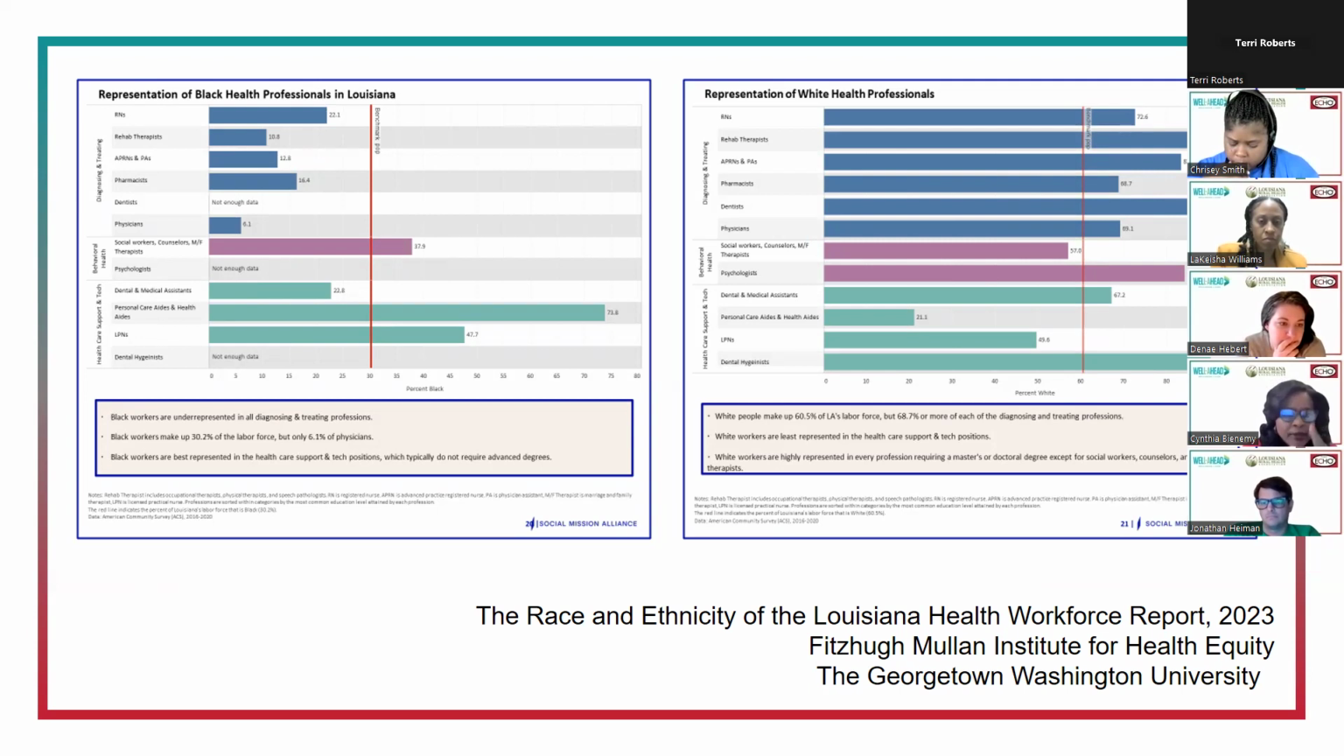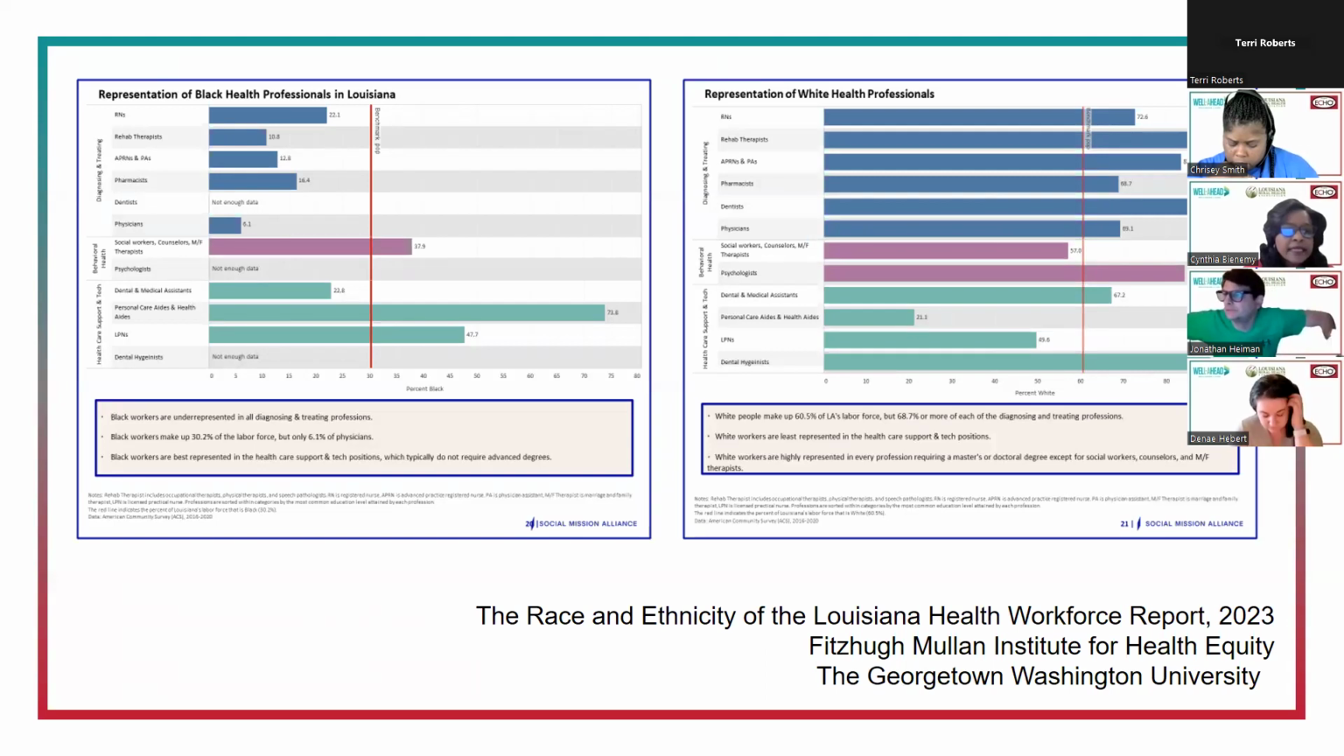But you can see here, on the left side, the representation of Black health professionals in Louisiana. Everyone sees that? And there's a red vertical line that represents the percent of Louisiana's workforce that's Black African American, which is considered the benchmark, approximately 30.2%. What this diagram is showing is that Black workers are underrepresented in all diagnosing and treating professions. These are the professions that require advanced education. It includes our RNs, rehab therapists, APRNs and PAs, pharmacists, and also physicians. Black workers make up 30.2% of the labor workforce, but only 6.1% of physicians in Louisiana are Black.